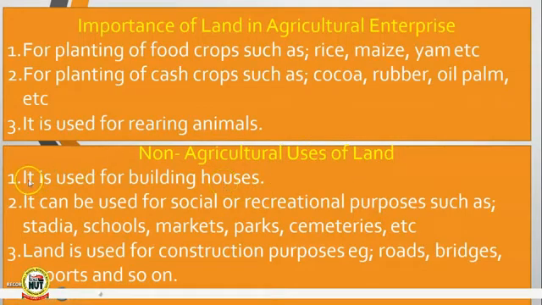And what are those? Number 1, it is used for building houses. So whenever you build a house on land, your residential homes, then it is not for agricultural use or purpose. Like the house you're living in now, that house is built on land, right? Is it meant for agriculture? No, of course.